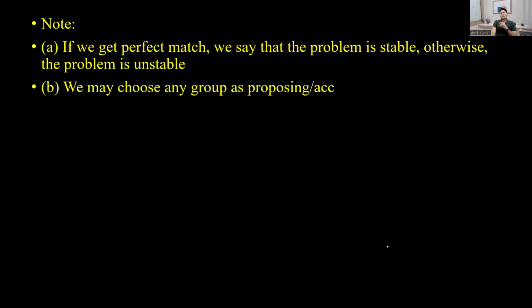Okay. Now, we may choose any group as the proposing or accepting group, but the role reversal is also there. If the first group is proposing in the first turn, then in the second turn, the first group will become the accepting or rejecting group. Because we are finding matching on both sides of the preferences, it's not from one side of preferences only.